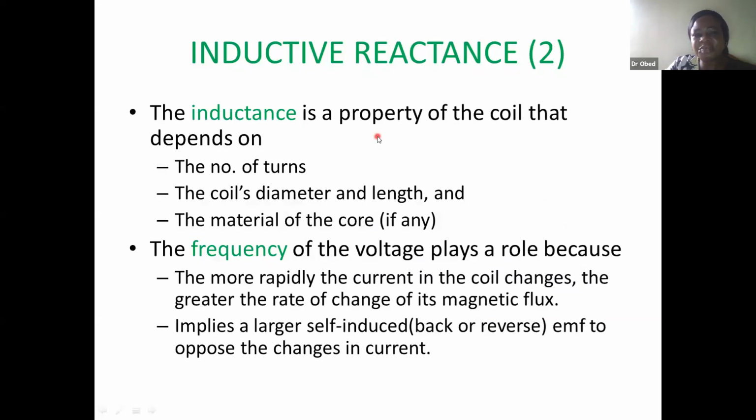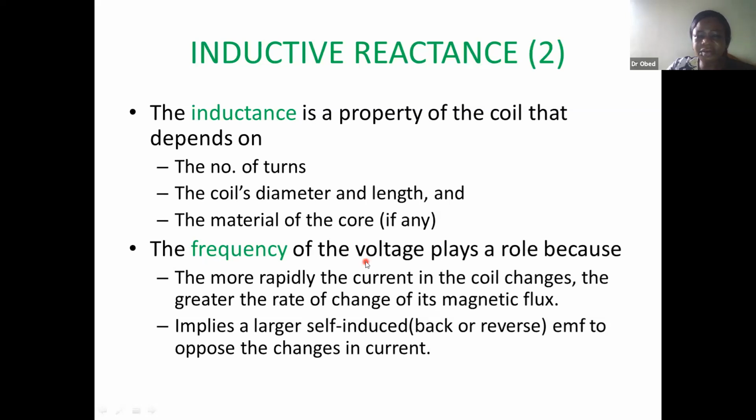The inductance is a property of the coil that depends on, number one, the number of turns in the coil, its diameter and length, and the material of the core, if any. So it is actually a property of the coil, and it depends on a number of things. The frequency of the voltage also plays a role.